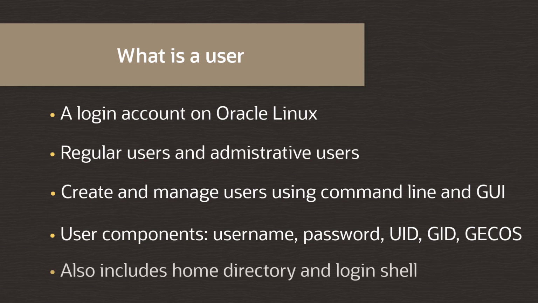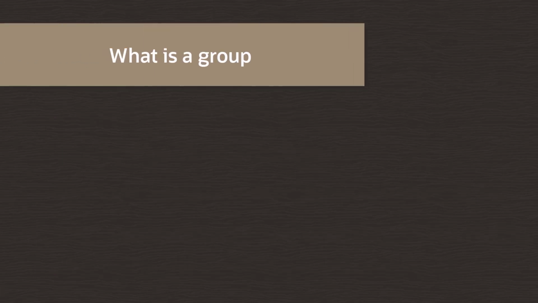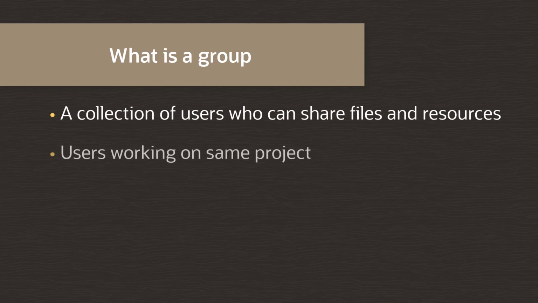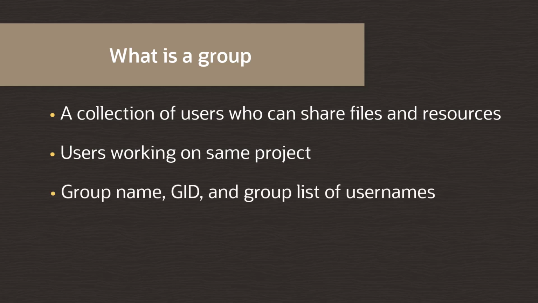A user's home directory is the place where a user logs into and stores files, and a user's login shell is a user's work environment setup. Turning towards groups, a group is a collection of users who can share files and other system resources. Users working on the same project could be formed into a group. Each group must have a group name, a group identification number, or GID, and a list of usernames that belong to the group. Let's explore users and groups more.